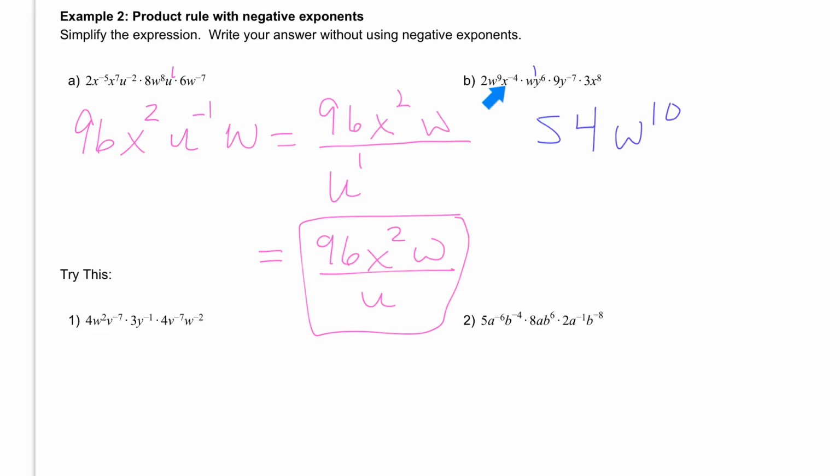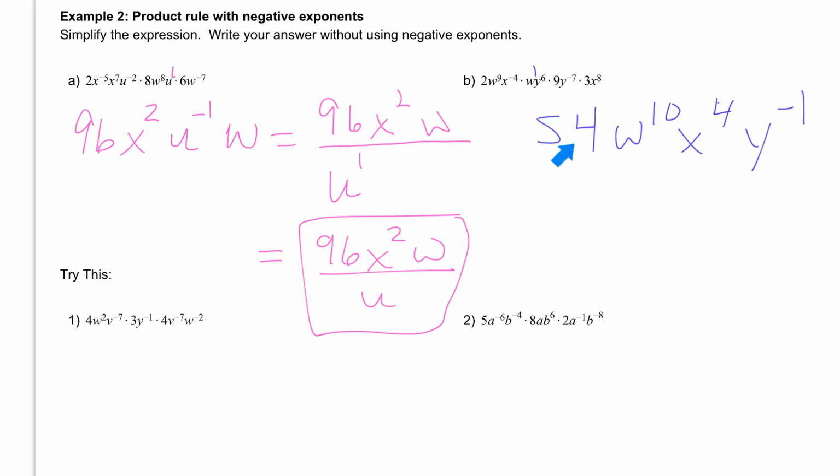Then if we look, we also have x's. So x to the negative 4 and x to the positive 8. Adding these exponents, we get an x to the 4th. And then we also have a base of y. We have y to the 6th and a y to the negative 7th that we're multiplying together. Multiplying those together means we're going to add up the exponents. 6 plus negative 7 is negative 1. So we have y to the negative 1.